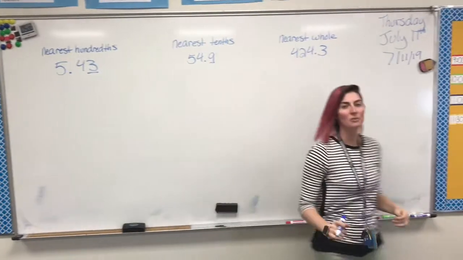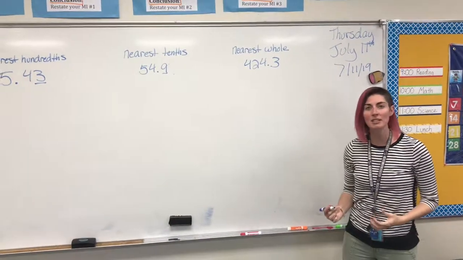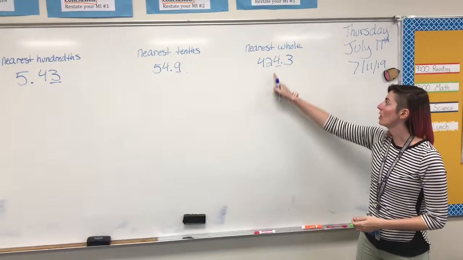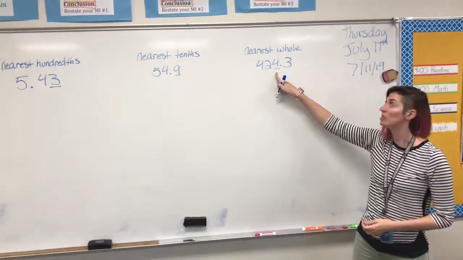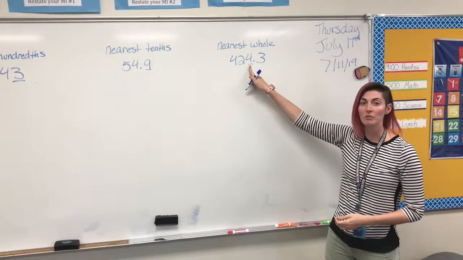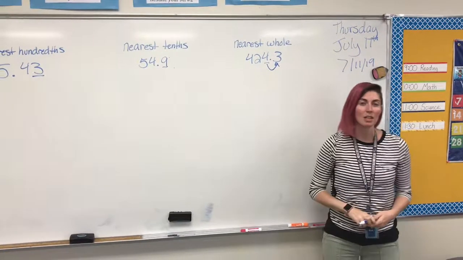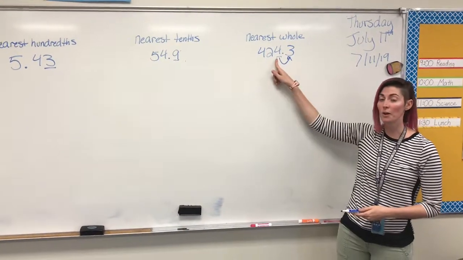Our next example is rounding to the nearest whole. Anytime it's to the nearest whole, it's to the ones place value. So I've underlined my ones place value, which is the nearest whole, and when we round, we look to the right. 3 is the number that's going to tell us what we do to the 4.